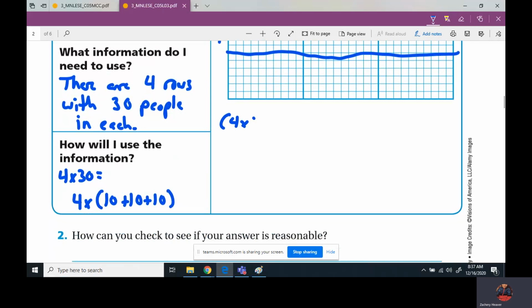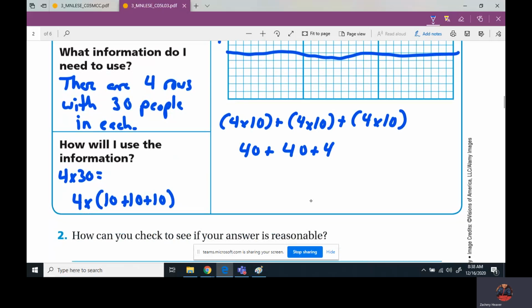4 times 10 plus 4 times 10 plus 4 times 10. And I know 4 times 10 is 40. So it's going to be 40 plus 40 plus 40. So 40 plus 40 is 80. 80 plus 40 is 120. So it's going to be 120 people.